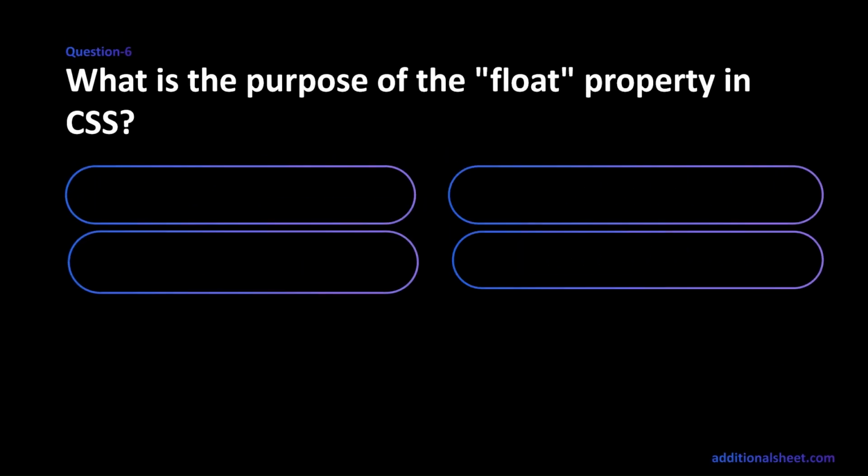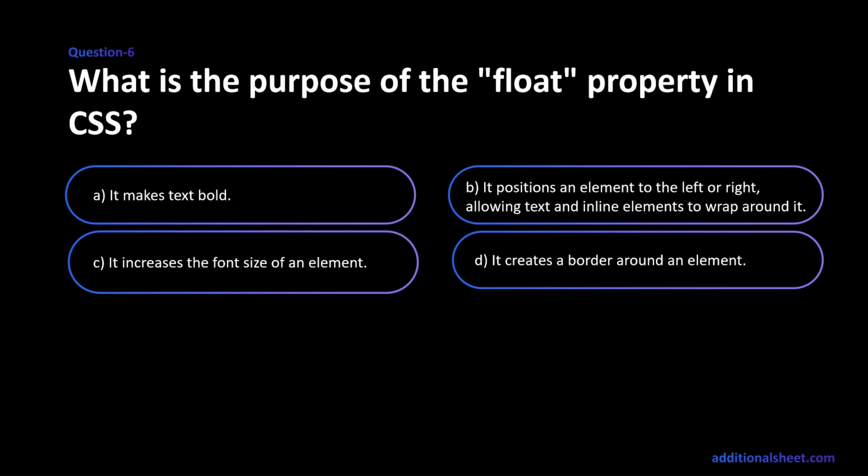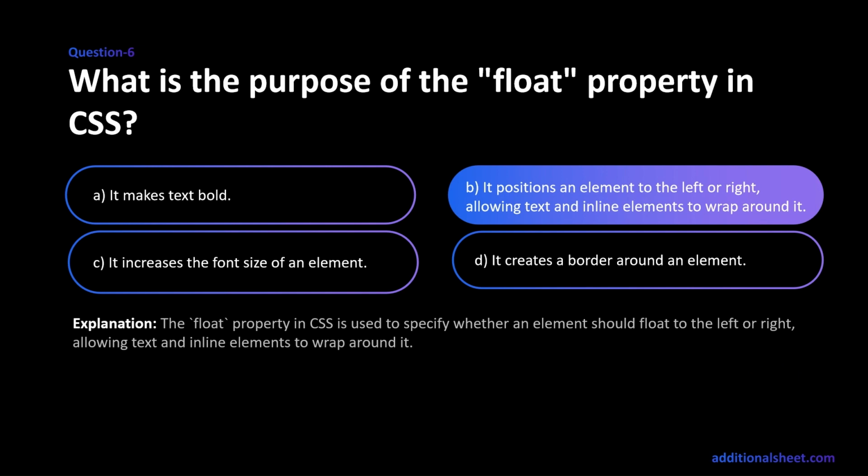Q6. What is the purpose of the float property in CSS? Options are A. It makes text bold, B. It positions an element to the left or right, allowing text and inline elements to wrap around it, C. It increases the font size of an element, D. It creates a border around an element. Correct answer is option B. The float property in CSS is used to specify whether an element should float to the left or right, allowing text and inline elements to wrap around it.